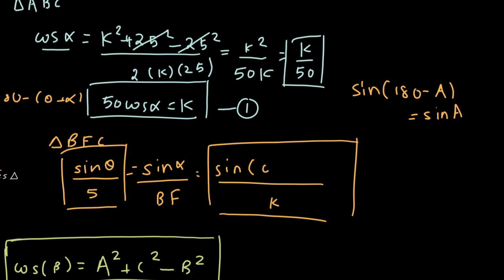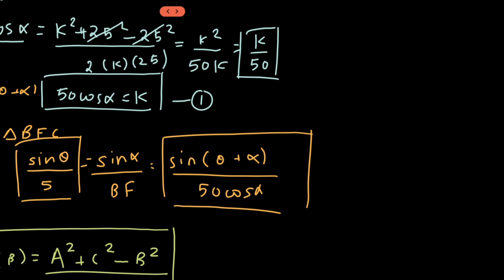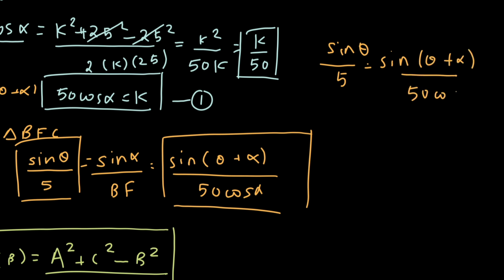So sine of theta plus alpha, and as I told you, K can be replaced from equation number 1. So I will replace K from equation number 1 as 50 times cos alpha. Let me compare this ratio over here. Therefore sine of theta upon phi is equal to sine of theta plus alpha upon 50 times cos of alpha.